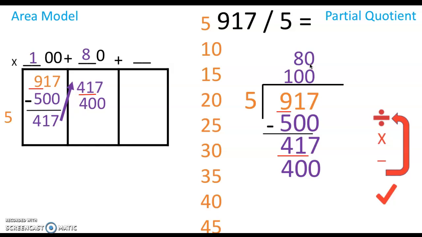Now what step are we on? Subtract. 417 minus 400 leaves you with 17. If you're doing area model, make sure you bring that on up. Now what place value are we in? Yeah, the ones place. But did we have some leftovers?